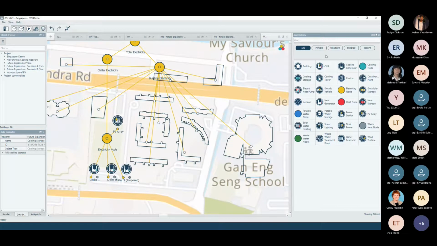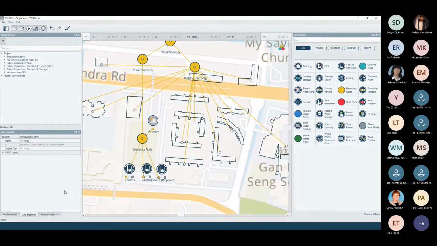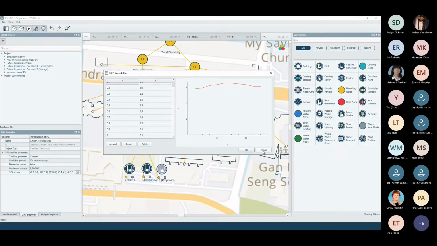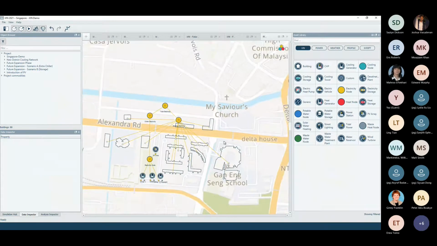On the right hand side here, you can see the list of assets we can add into our networks. So we've got heat pumps, electric vehicles, electricity, heating and cooling storage, things like PV, wind turbines, and solar water heating. If I just take the PV, for example, you can customize each of these. For the cooling, you can add in your cooling capacity for that chiller, and then you could build up your own efficiency curve there.